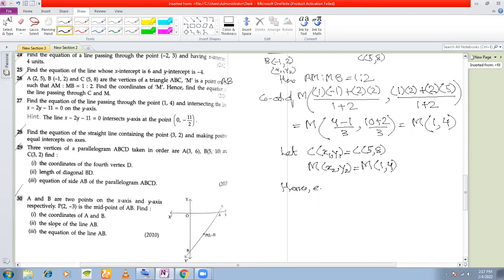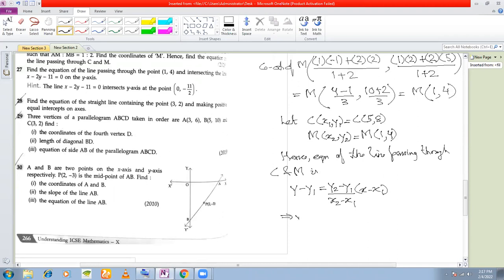Hence, the equation of the line passing through C and M is, by the 2-point form, y minus y1 is equal to (y2 minus y1) by (x2 minus x1) into (x minus x1). Put the values here. y minus y1 is equal to y2, which is 4, minus y1, by x2 minus x1, into x minus x1, right?